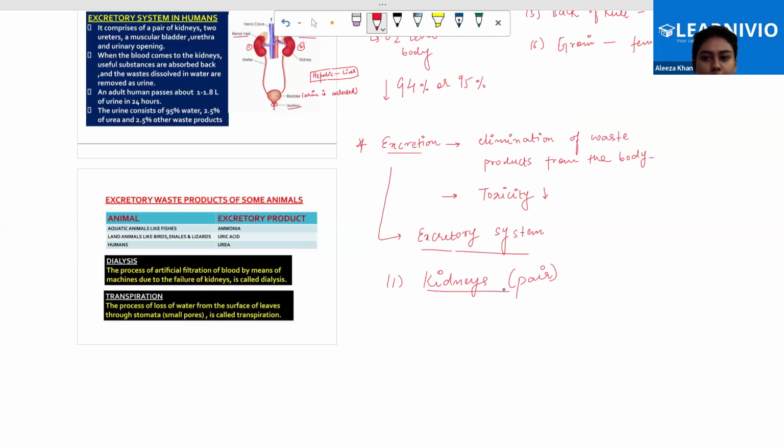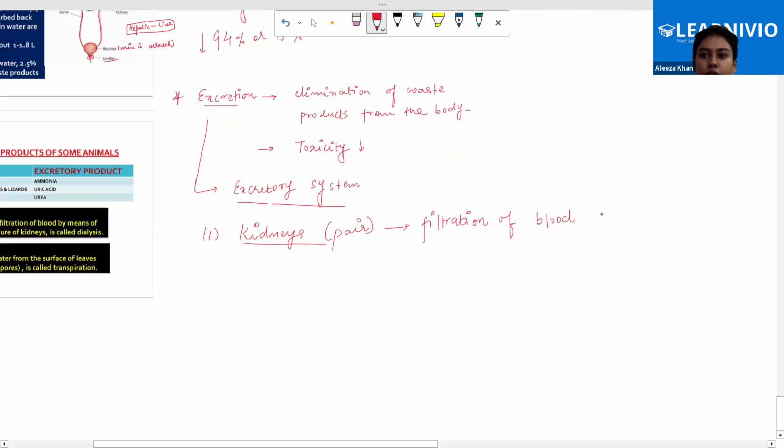Ma'am, the kidneys purify the blood. Filtration of blood. Yes, they are responsible for filtration of blood. Why is the filtration required? To remove the waste. Okay, to remove the waste. Understood? Yes, ma'am.